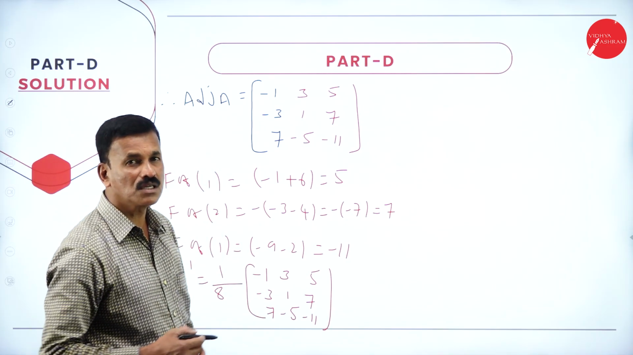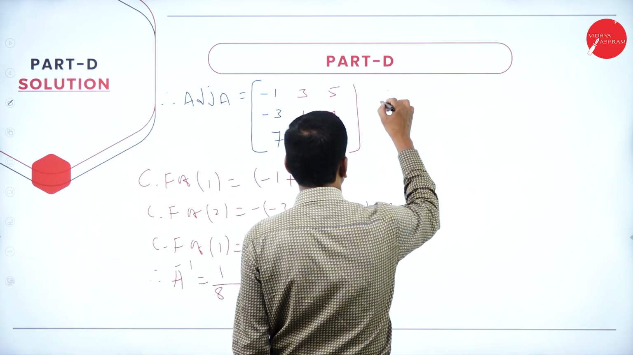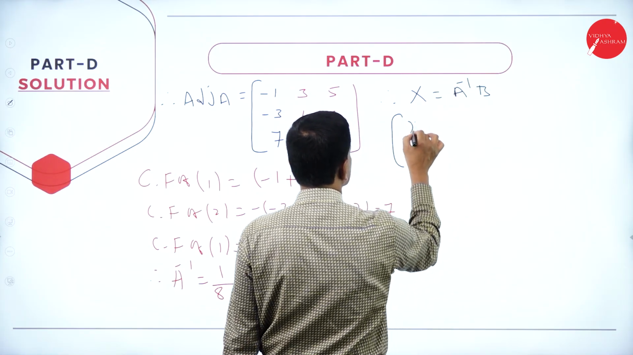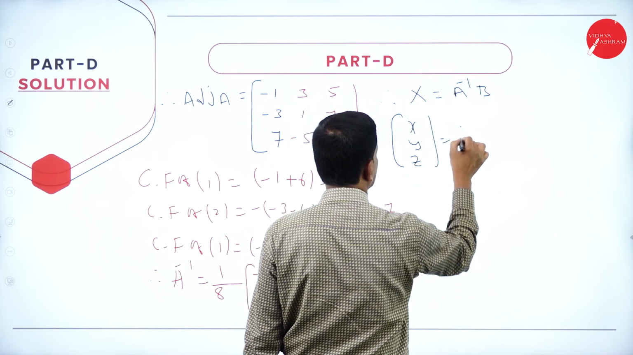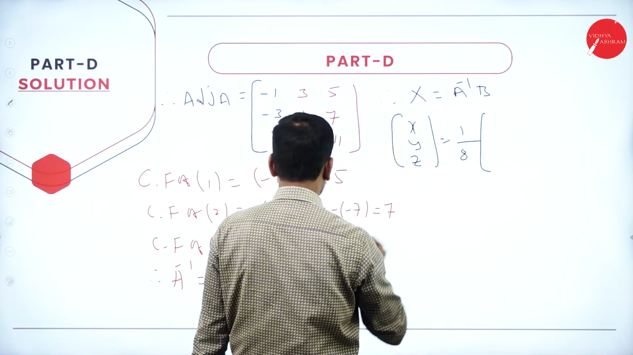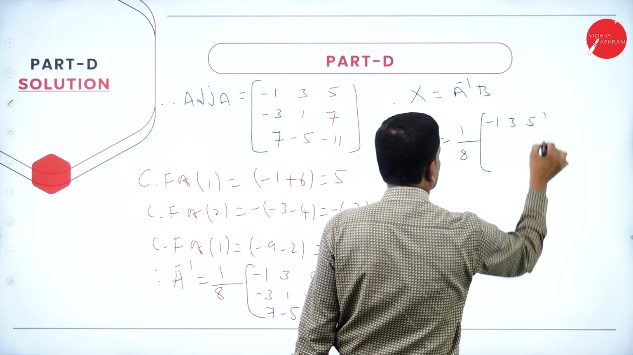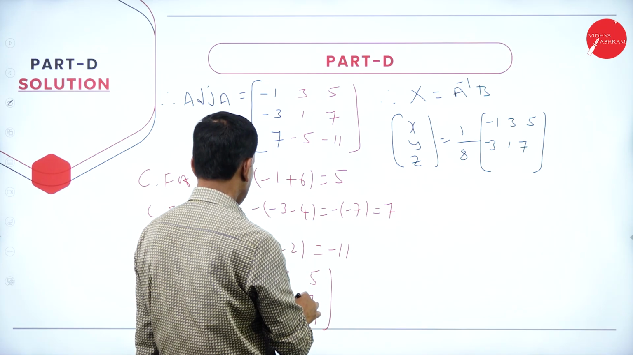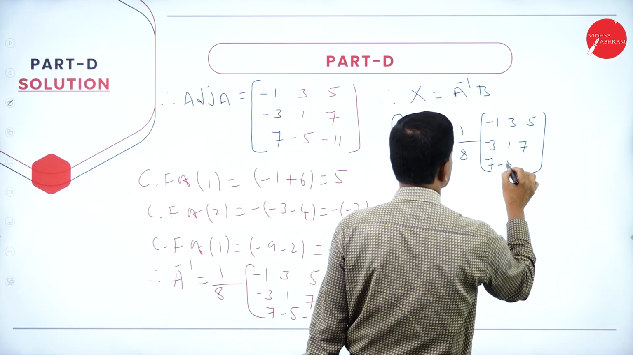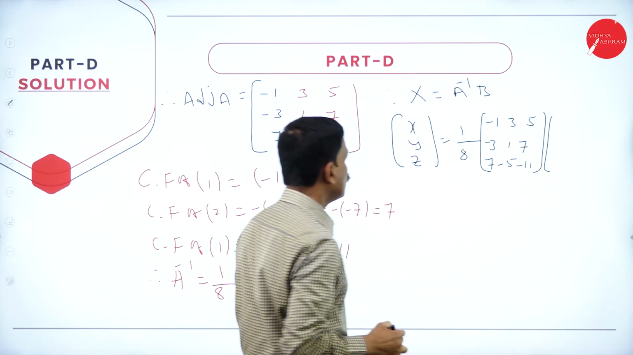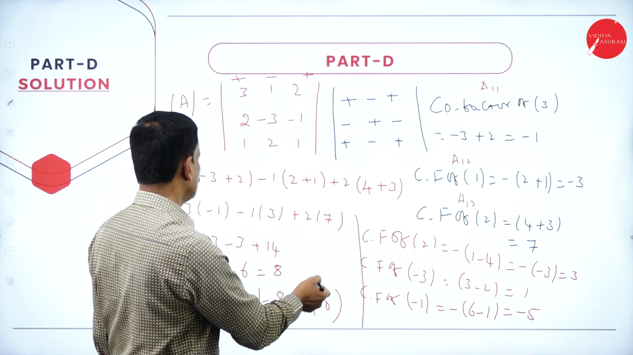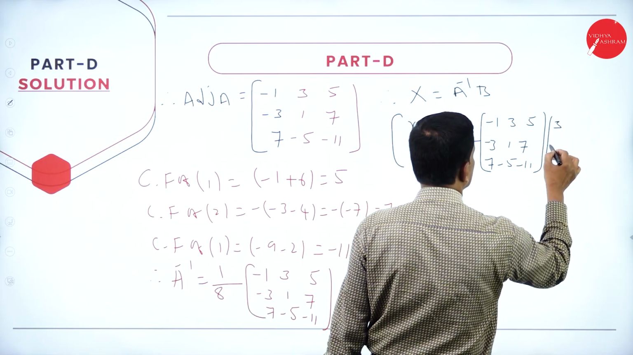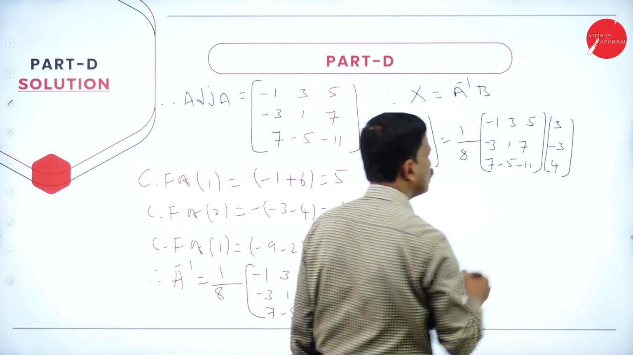Now just find out the solution. Therefore, the solution X is equal to A inverse into B. X, Y, Z is equal to 1 over 8 into minus 1, 3, 5, minus 3, 1, 7, 7, minus 5, minus 11 and the matrix B. What is B? B is equal to 3, minus 3 and 4.